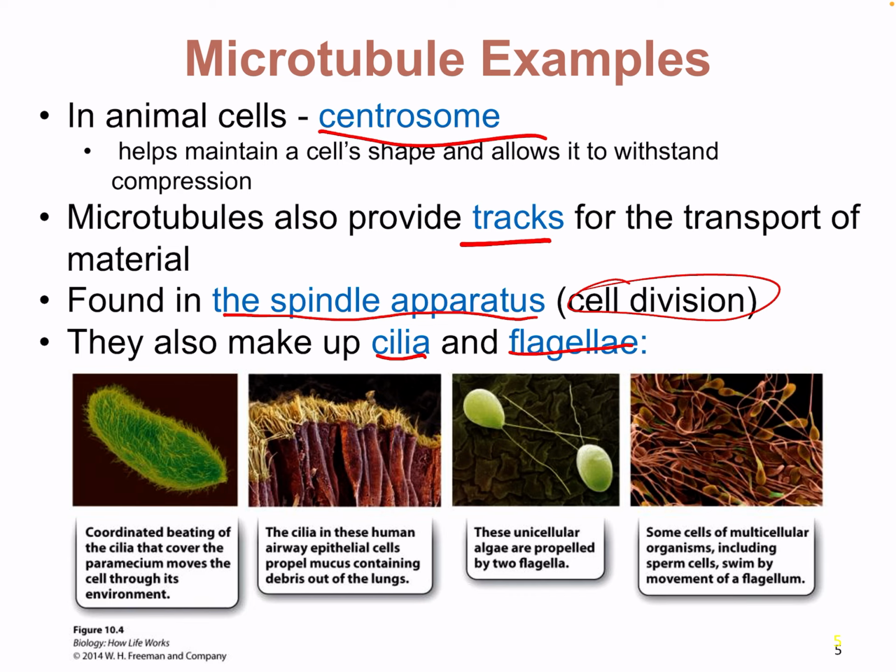If we see flagella on bacteria, it's like the little tail. It's also located on sperm. We also have cilia, which we can see in our nasal mucosa. These are the things that help move dirt and debris out of our airways.